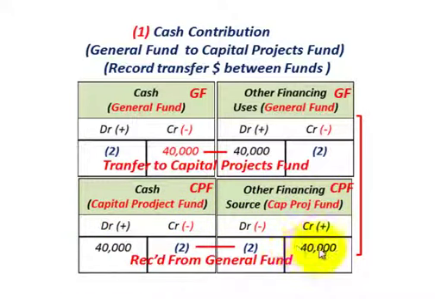So the credit is going to go to other financing sources, again in the capital projects fund, credit that for $40,000. So this is what we received from the general fund. Other financing uses in our general fund becomes, when the transfer is made, other financing sources in our capital projects fund. Okay, so we've taken care of our cash contributions between the general fund and the capital projects fund for building this new building. So next we'll look at our bond issue, signing the construction contract, and partial completion of the project.